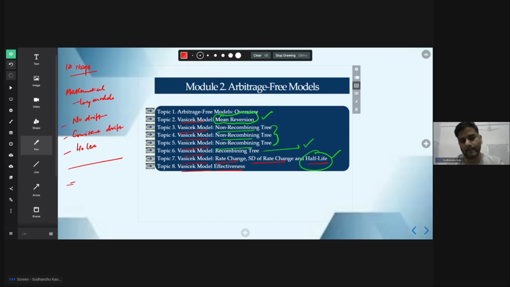Now we are moving into economically realistic models, which are Vasicek, Cox-Ingersoll-Ross, and Hull-White. We'll focus more on these, but I just want to tell you how things are moving. We are moving into more economically realistic models. All right.